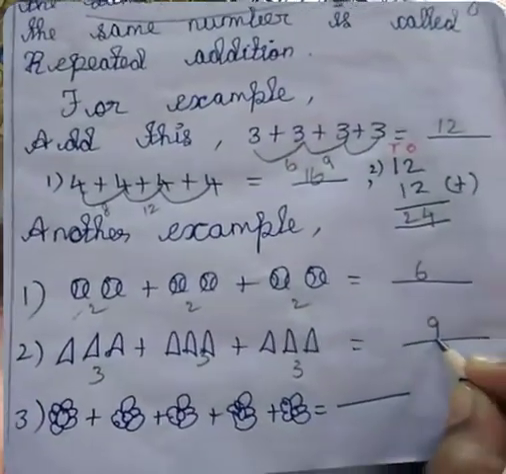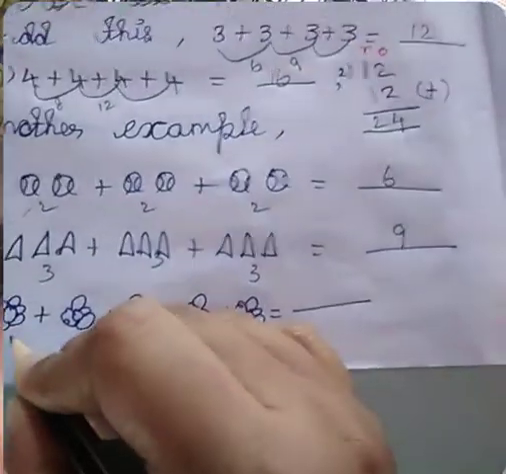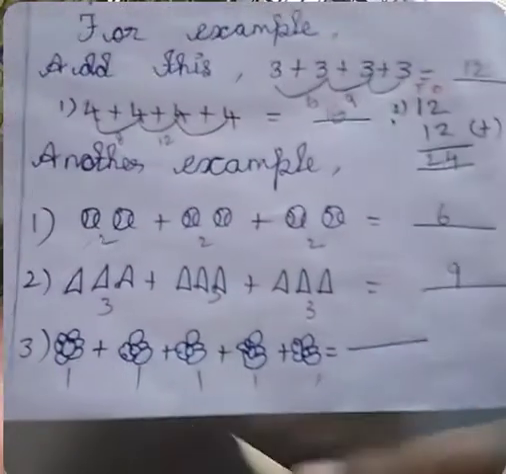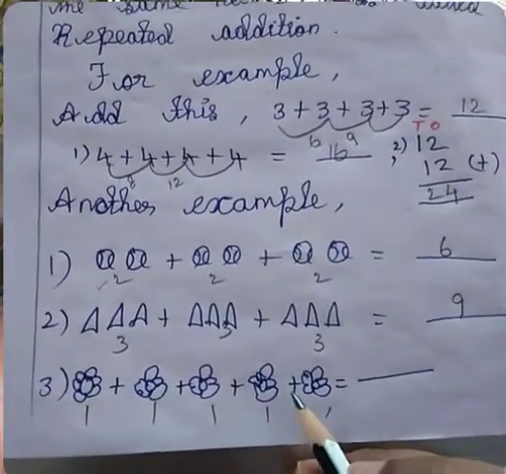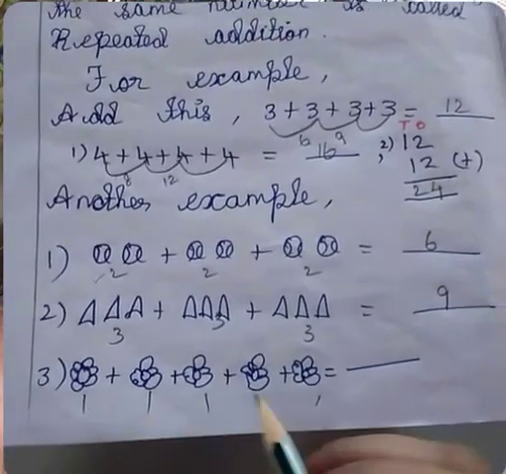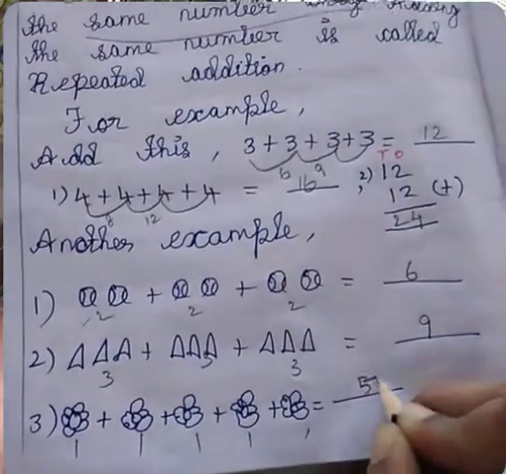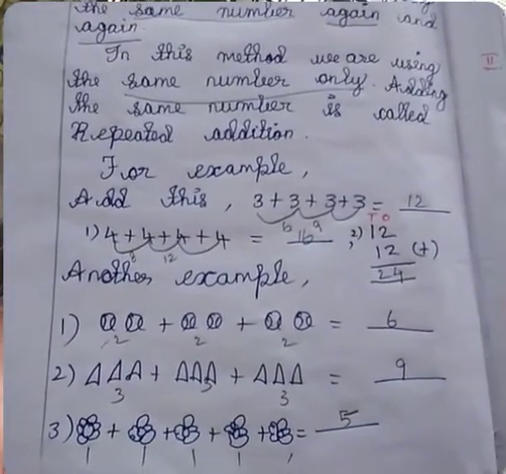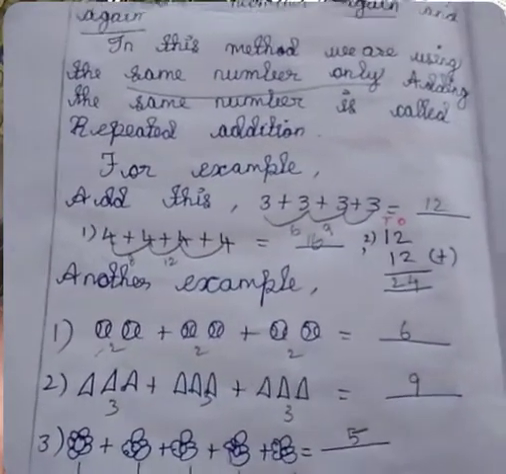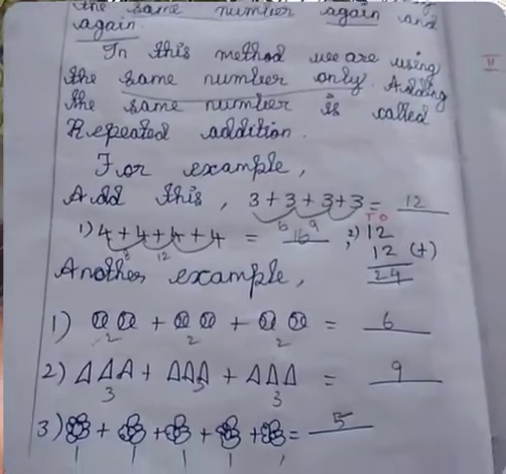The answer is 9. See, add this 1, 1, 1, 1, 1. You are going to add this 5 times. They are giving the flower one time. See, 5 ones are 5. It is like a multiplication. It is very easy. Repeated addition is very easy. They are giving the same number again and again. You are going to add the same number.